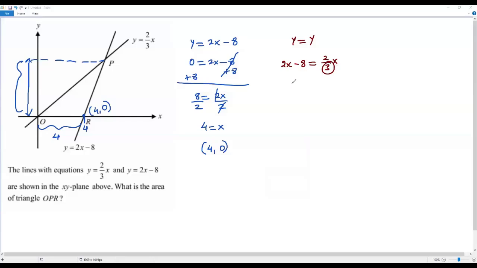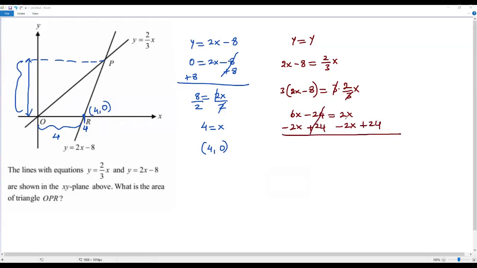Now to get rid of the denominator 3 on the right side, let me multiply both sides of the equation by 3. Then I'm getting 3 times (2x minus 8) equals 3 times 2/3 x. Here the 3 will cancel out. Now we can distribute this 3 to 2x and negative 8. Then I'm getting 6x minus 24 equals 2x. Now let me subtract 2x from both sides and also add 24 to both sides. When I do so, the negative 24 and positive 24 will cancel out. Positive 2x and negative 2x will cancel out. So when I combine 6x and negative 2x, I'm getting a positive 4x. On the right side, we have positive 24.